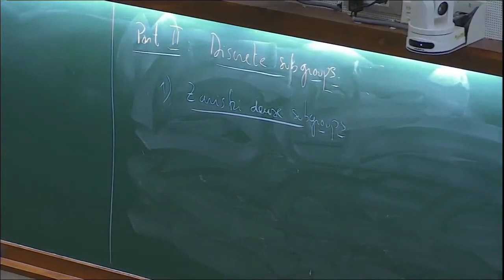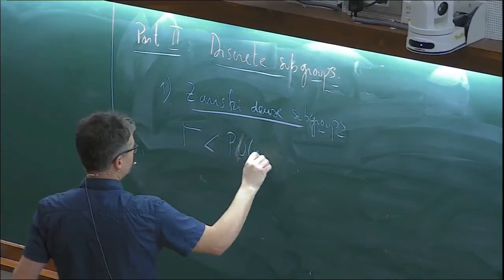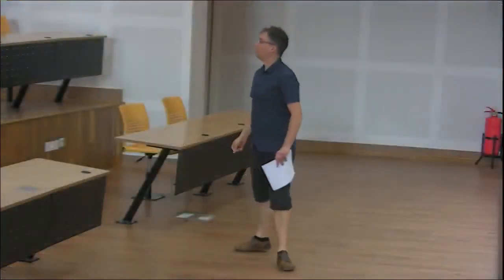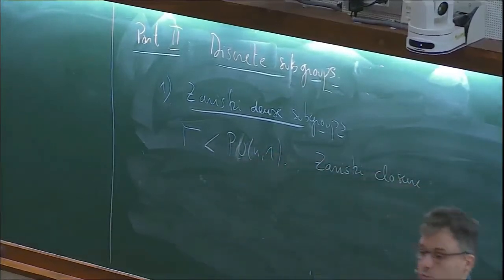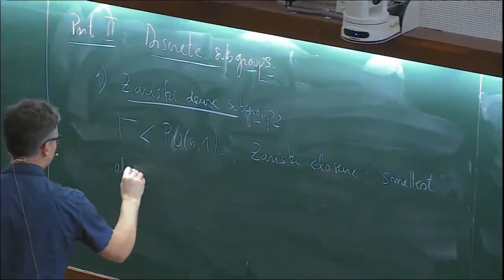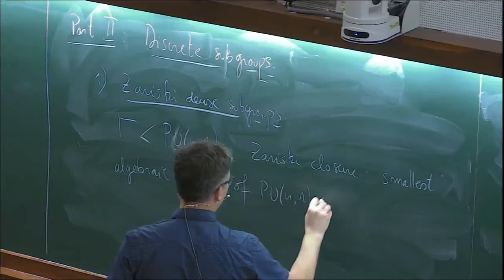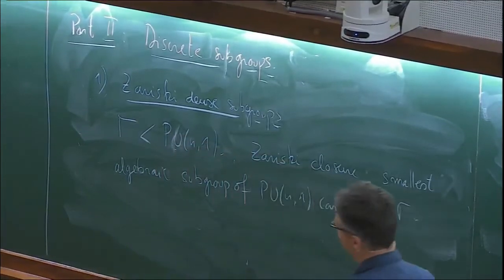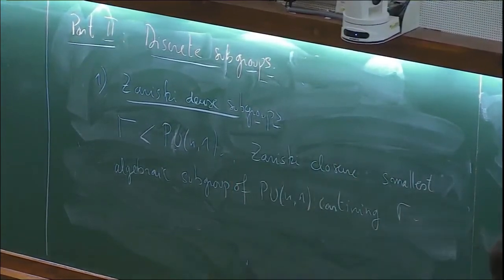So I'm going to consider gamma in PU N1. And so the Zariski closure of gamma is the smallest algebraic subgroup of PU N1 containing gamma. Well, algebraic just means a group defined by polynomial equations. That's okay. We're in matrix groups, so there is no big mystery here.